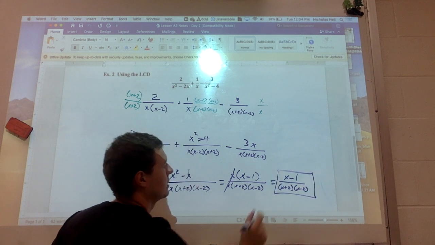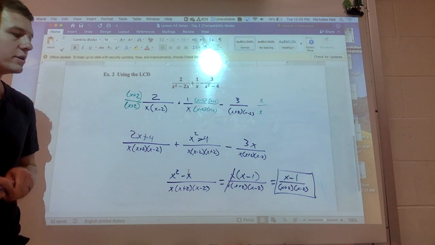And voila. You could have parentheses around the x minus 1 if you need. You don't need it there.